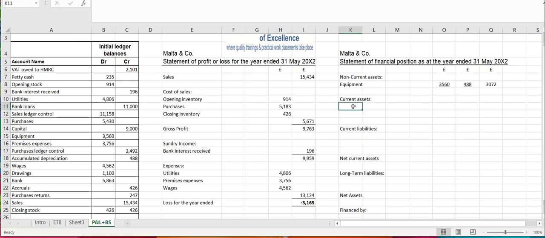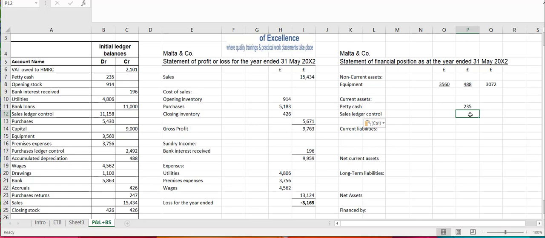For the current assets, you need to identify what current assets you have. And we have here petty cash. So I'm taking my petty cash and I'm going to deliver that on the second column. Petty cash is 235. I go through again. I've got sales ledger control, and I pick up the amount.